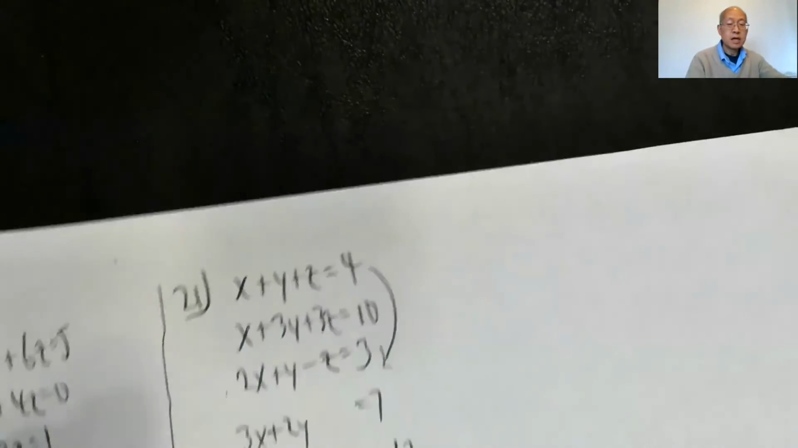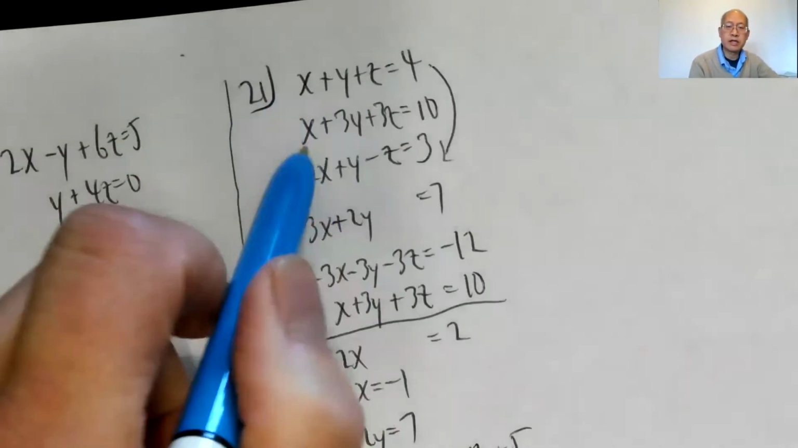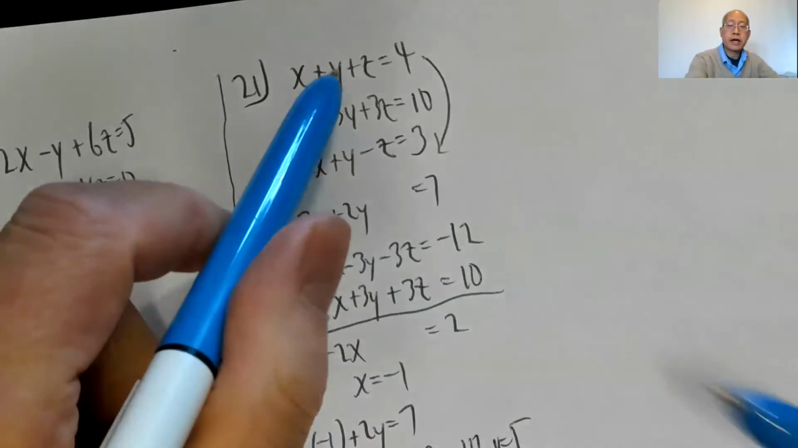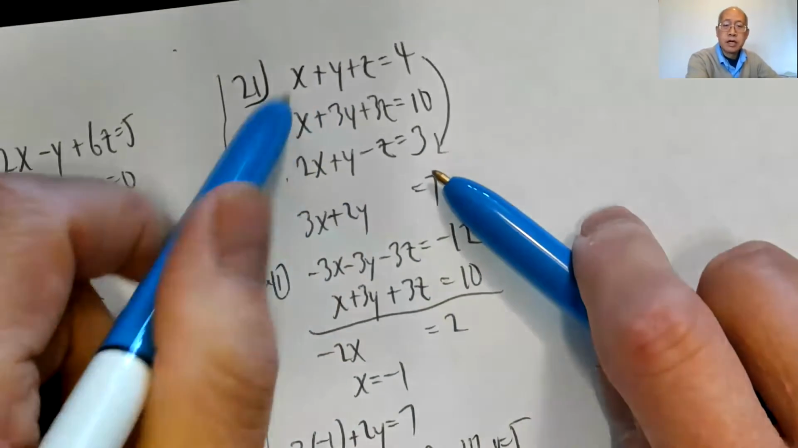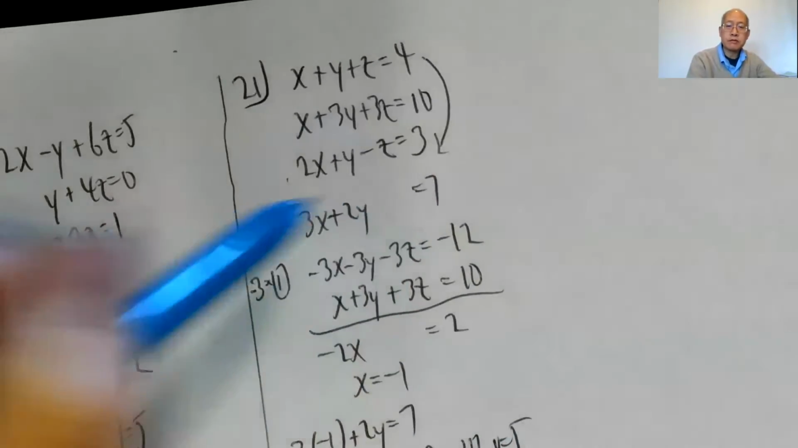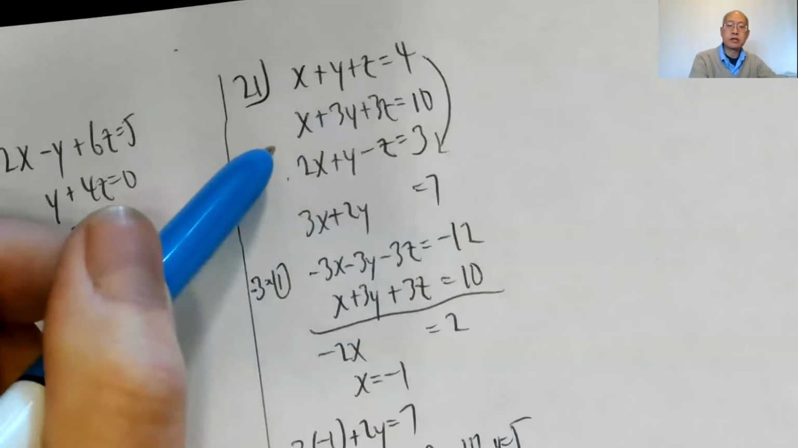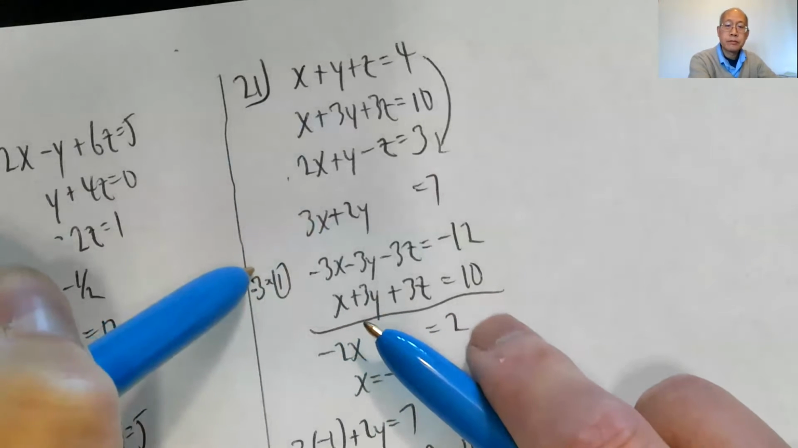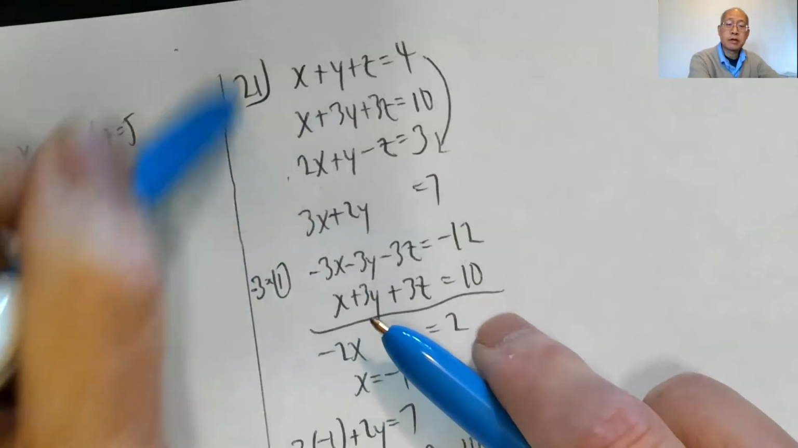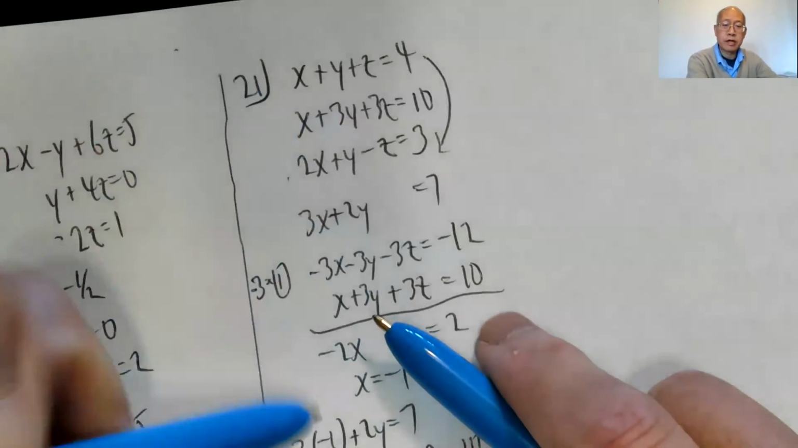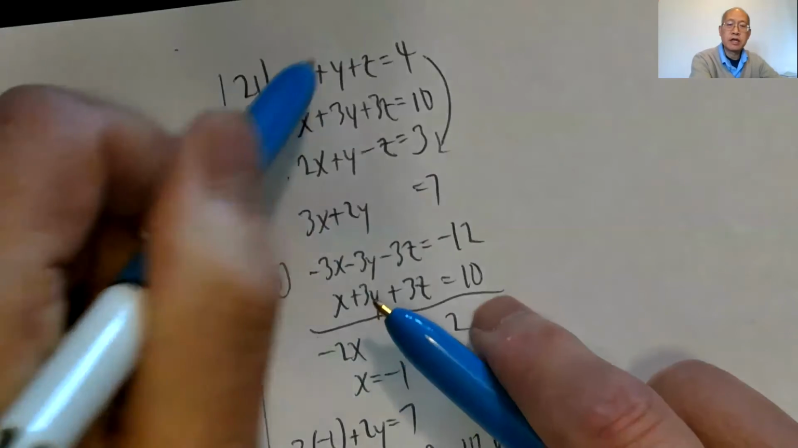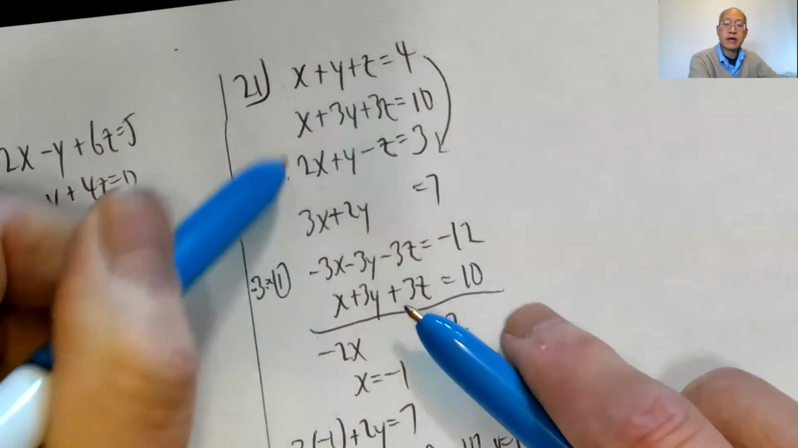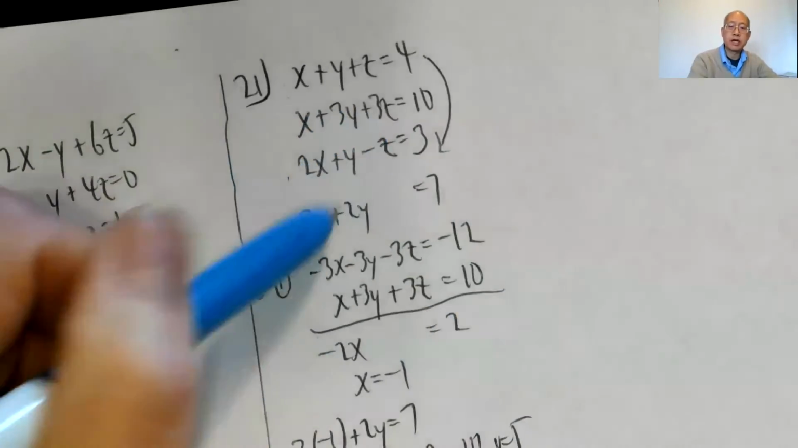A little bit harder, 21, we have x, y, and z completely. So I have to eliminate a variable in 2 places. So I can eliminate z if I add the first and third equations. So add this to this, 3x plus 2y equals 7. And then I need to eliminate z in another equation. So I multiply negative 3 times the first equation, negative 3x minus 3y minus 3z equals negative 12. And I left the second equation alone, x plus 3y plus 3z equals 10. Then I added them up.